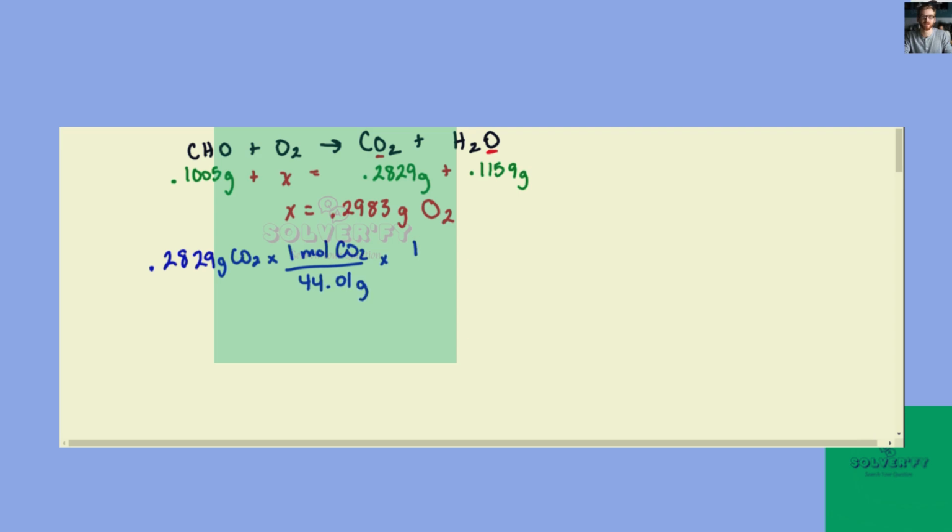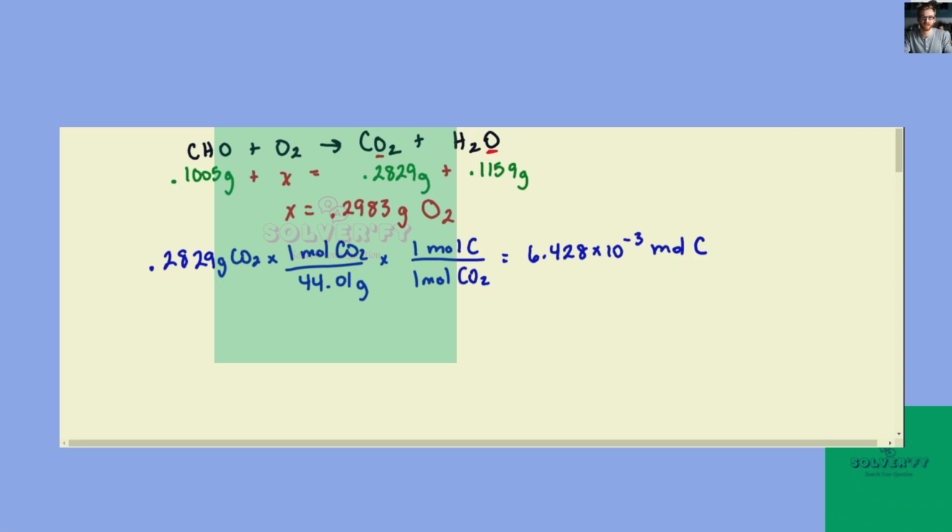And then, just like before, we have one carbon for every one CO2. So this gives me 6.428 times 10 to the minus 3 moles of carbon.